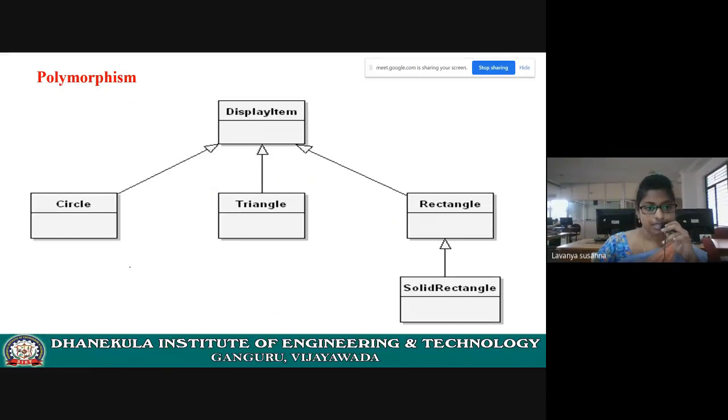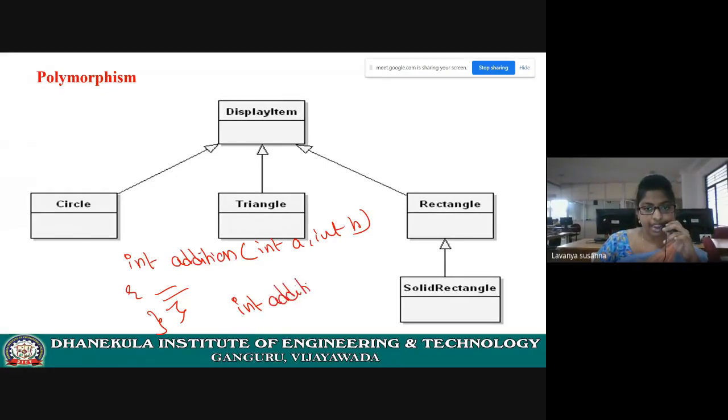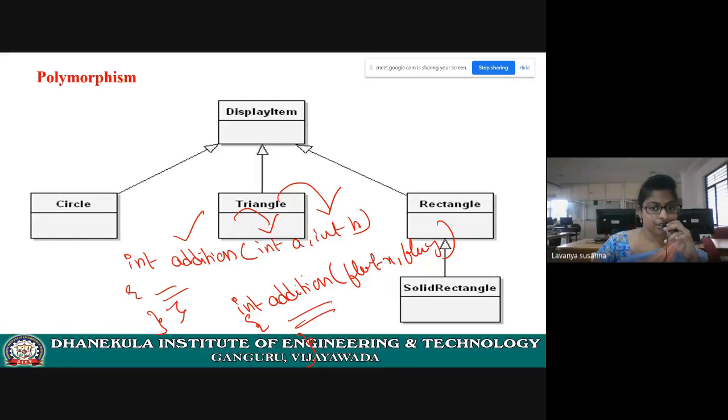Just take an addition function, something like this. Take an addition function and another addition function, just like adding two float numbers, float x, float y. See here, same function, right? Some set of code. What is this function doing? Adding two integers. See here, adding two integers. Again there is another function overloading.